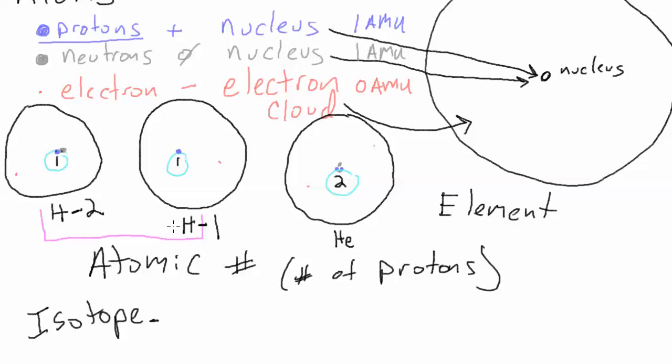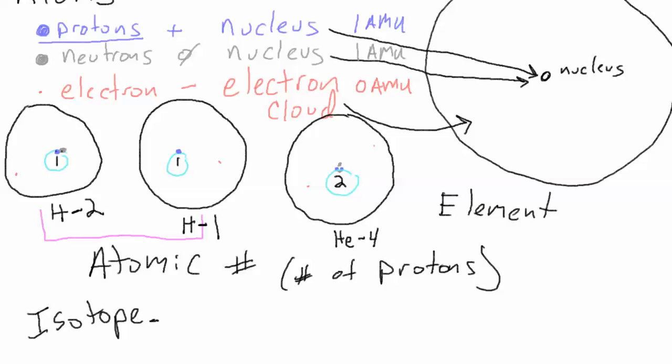So another example, like my helium atom that I drew over here, it had 2 protons and 2 neutrons. So there's 1, 2 mass units for the protons, 1, 2 mass units for the neutrons. So the total mass for that is 4. So that would be helium-4.